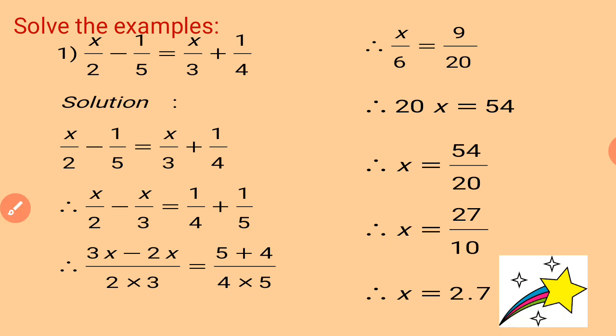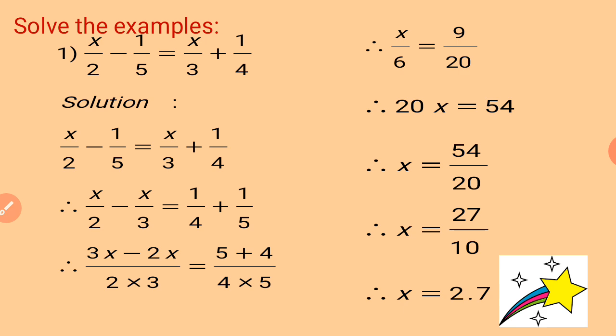Let us proceed further. The next step is simple. You are supposed to use the LCM method. So on the left hand side, the LCM of 2 and 3 is 6 and you proceed with the solution. Right hand side, the LCM is 20. Again you proceed with the right hand side. This is how you reach the next statement, that is x upon 6 equal to 9 upon 20.